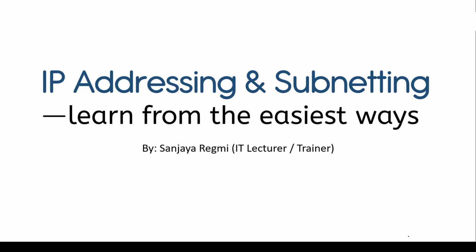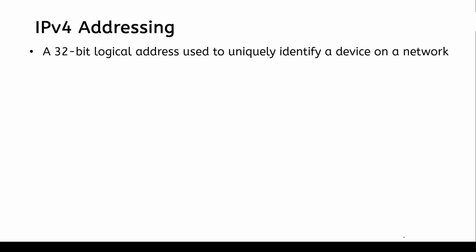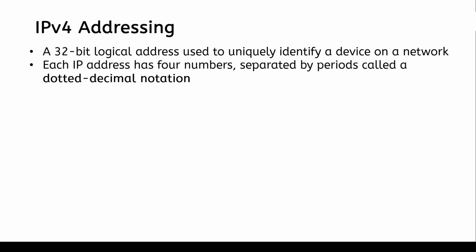In this video tutorial of IP addressing and subnetting, I will teach you the basic concepts of IPv4 addressing. So let's get started. An IPv4 address is a 32-bit logical address used to uniquely identify a device on a network. Each IPv4 address has 4 numbers separated by a period, called dotted decimal notation. The number range is between 0 and 255. This means an IPv4 address cannot have any number larger than 255.